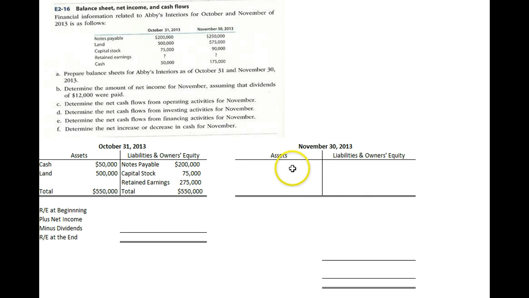Let's do the same thing as of the end of November. We have exactly the same assets, little different values now. Cash is up to 175, land is up to 575, so now our total assets are 750. If the left-hand side of the balance sheet is 750, the right-hand side has to be 750. We look at our notes payable, that has a balance of 250. We look at our capital stock, that now has a balance of 90. So 750 minus 90 minus 250 tells us that our retained earnings must be 410,000 for this balance sheet to balance.